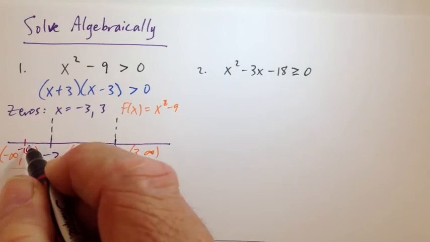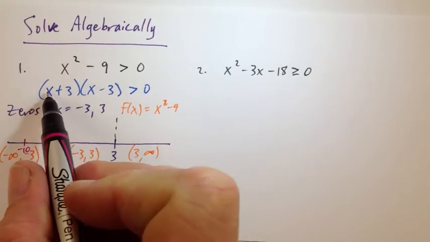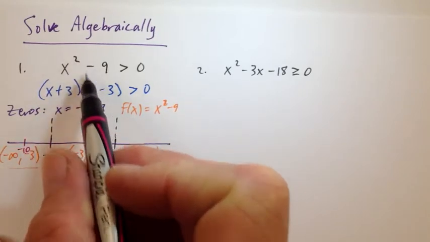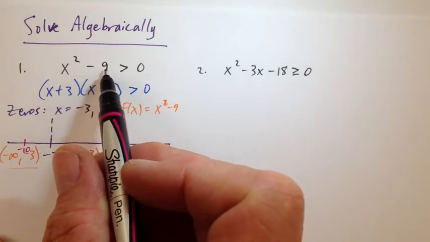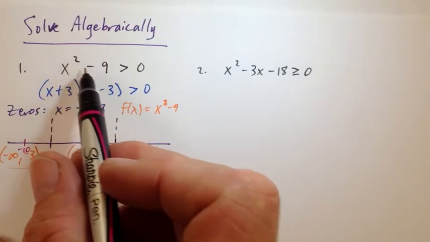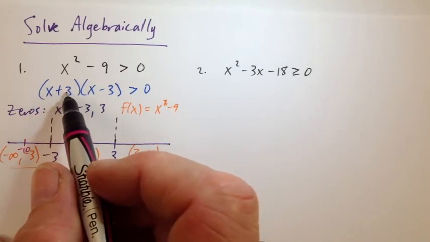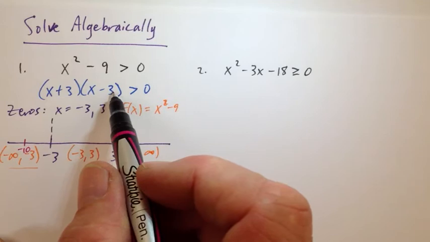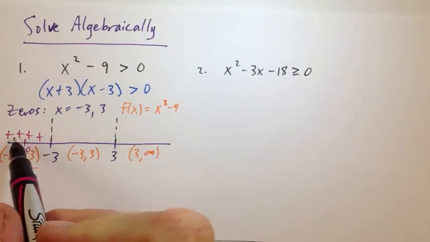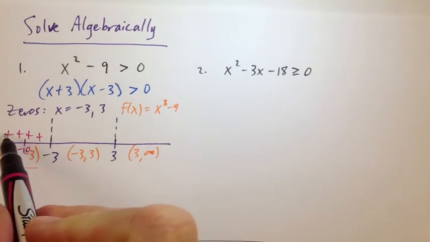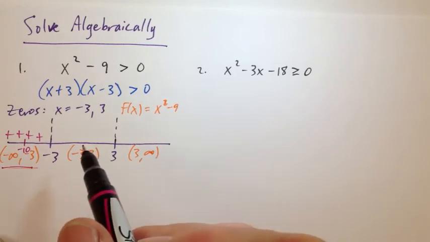So let's go ahead and start this. Negative 10 is going to be my test value. If I replace x with negative 10 in either the factored form or the non-factored form, I can see that negative 10 squared is 100, minus 9, which is going to be a positive number. Or I could think of it as negative 10 plus 3 is negative, times negative 10 minus 3 is also negative, giving a positive. So either way, the function's values will be positive on that entire interval, all real numbers less than negative 3.